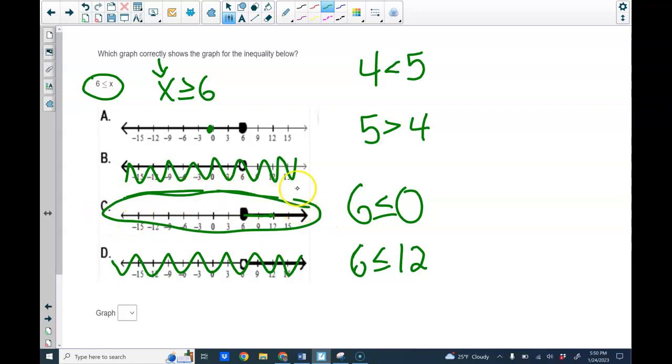So remember, you don't have to flip it and rewrite it. That just makes more sense in my brain. Otherwise, you could just plug in numbers and figure out which one should be shaded and which one should not.